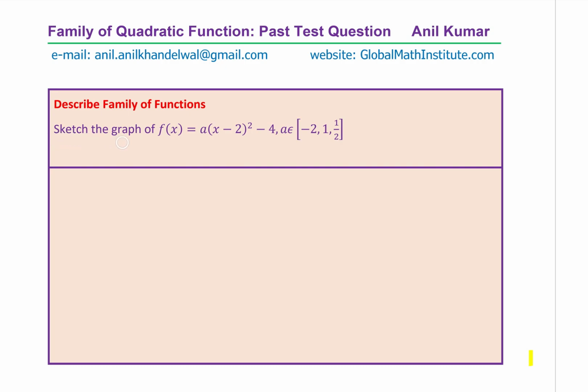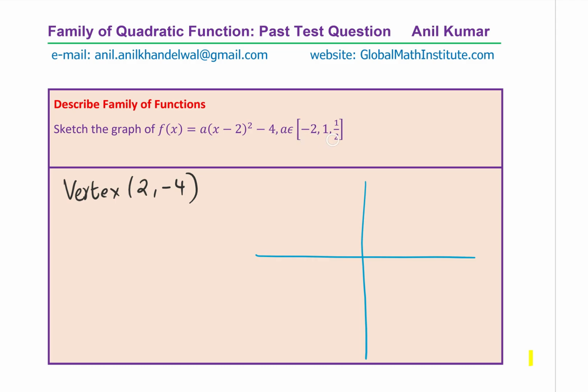So the question is to sketch the graph of f(x) = a(x − 2)² − 4, where the value of a is −2, 1 and 1/2. To sketch this graph, what will you do? Let me first sketch it. We have a vertex here which is given by the value (2, −4). So that becomes the vertex for this particular graph.